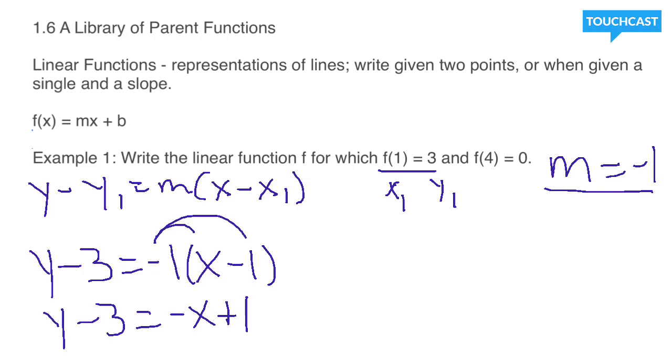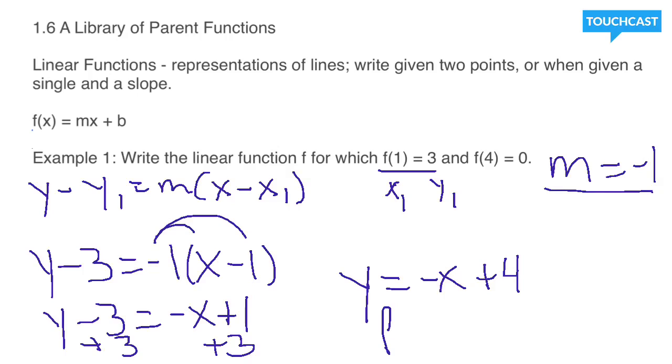And to solve this for y, we are going to have to add 3 to both sides. And we're going to end up with y equals negative x plus 4. And in function notation, we just replace the y with f of x. So we end up with f of x equals negative x plus 4. That is one method. I'm going to erase what I have here and show you another method for doing this.